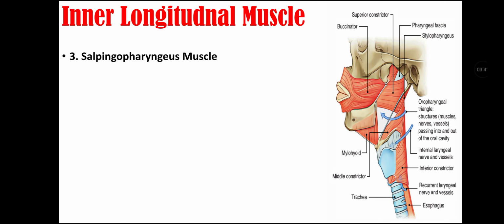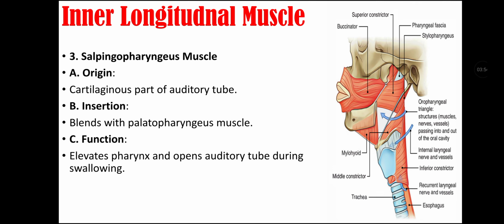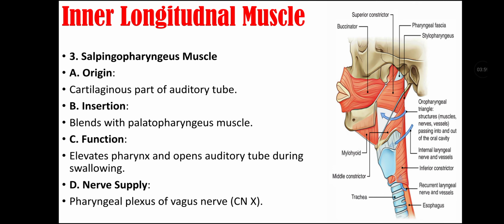Next longitudinal muscle we have is salpingopharyngeus muscle. It originates from cartilaginous part of auditory tube, and it is inserted into the palatopharyngeus muscle as it blends with it, and its function is to elevate pharynx and open auditory tube during swallowing. Its nerve supply is by pharyngeal plexus of vagus nerve.